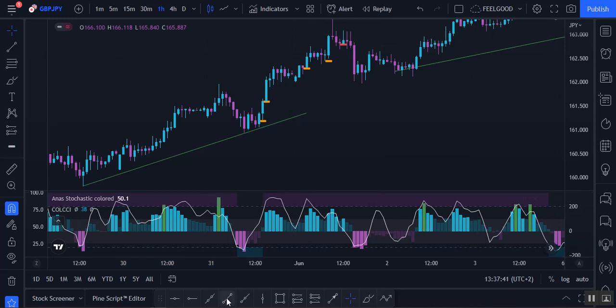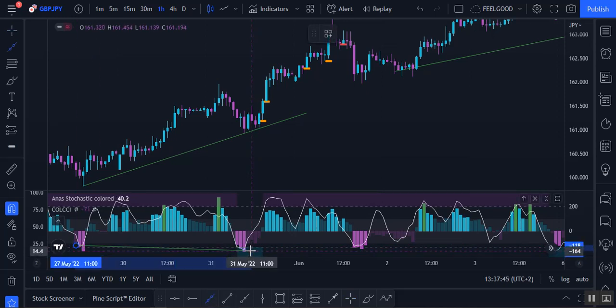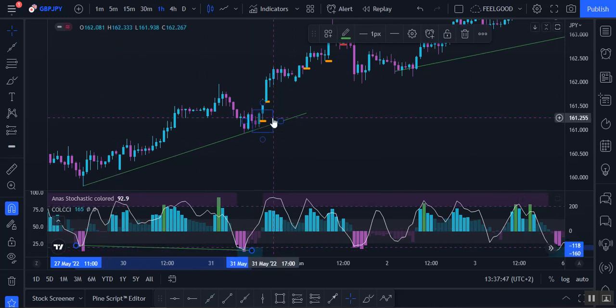Let me use this one here. If we compare that to here, it's divergent. See that this is going down, that's going up. So that's divergent. And now, when do we want to enter this?